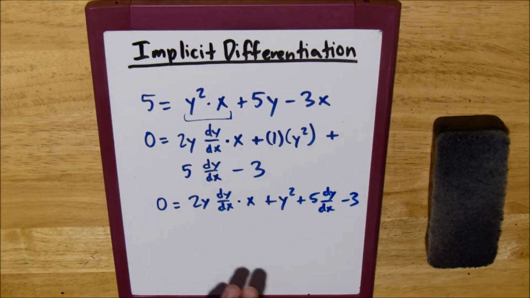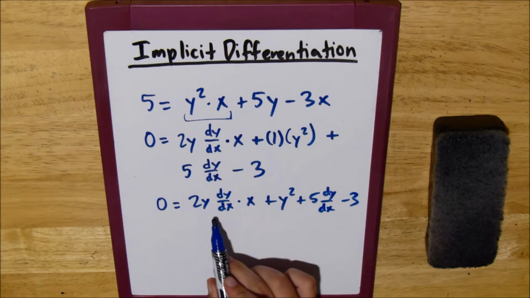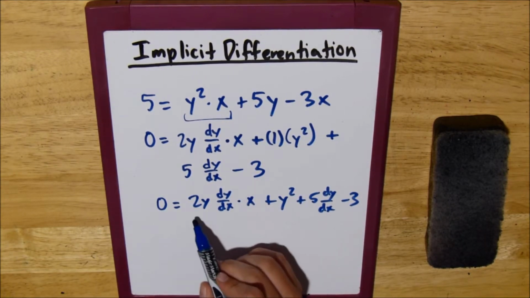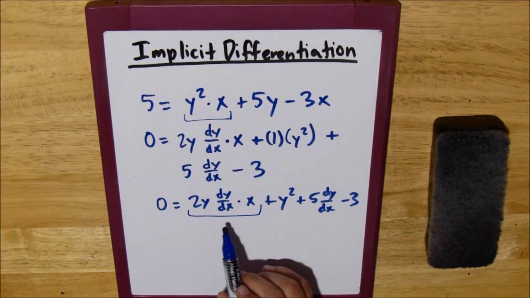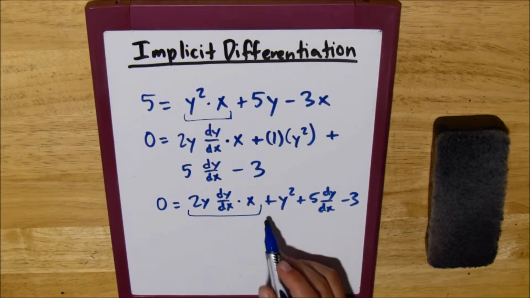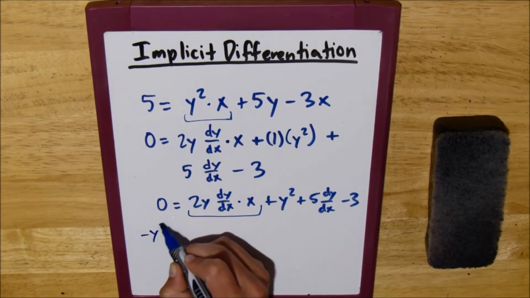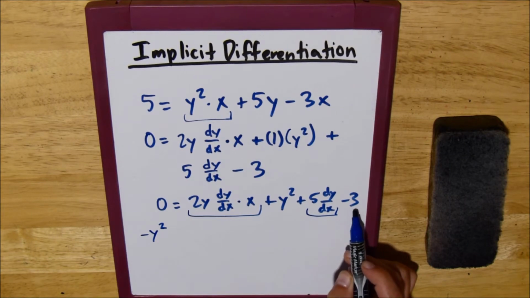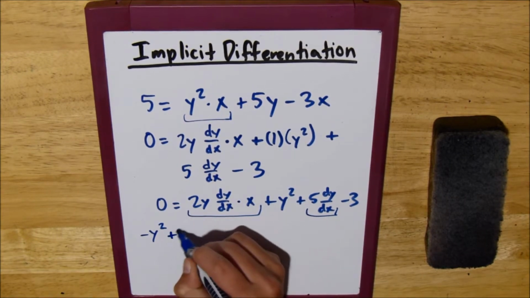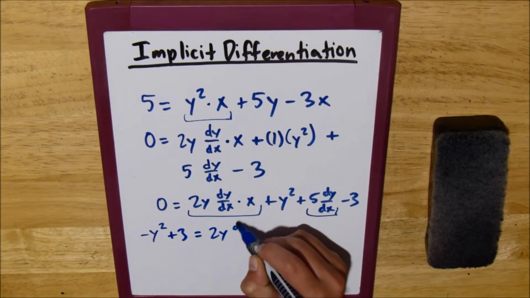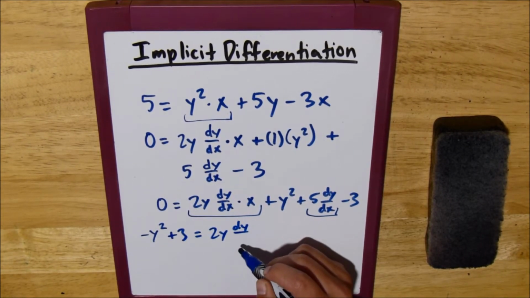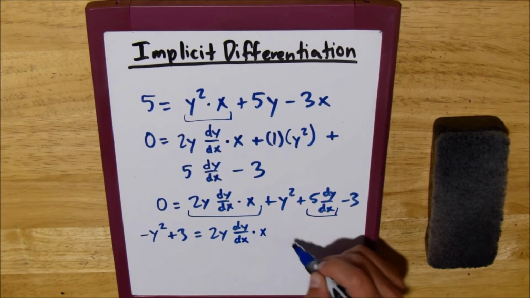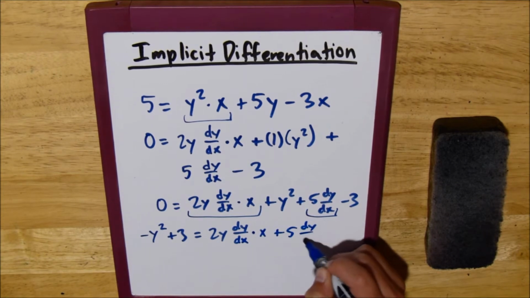And now I'm going to move all the terms that don't have a dy dx attached to them over to the left. So I see that this term has a dy over dx, so I'm not going to move it. This term can move over here, so we're going to have negative y squared. This has a dy dx, so we're not going to move it. And we're going to add 3 because that doesn't have a dy dx attached to it. So we end up getting negative y squared plus 3 equals 2y dy over dx times x plus 5 dy over dx.